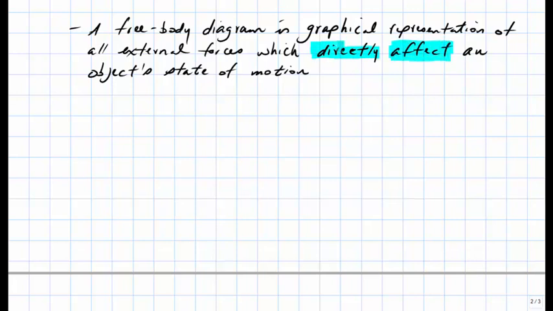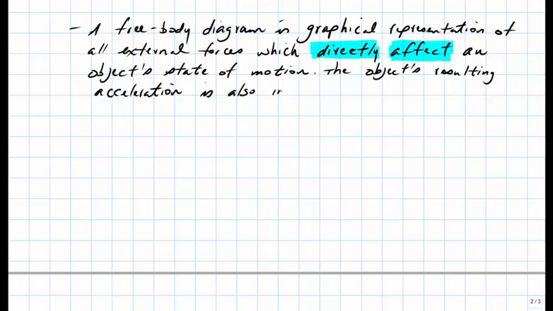In other words, most objects are surrounded by forces. Some of them are internal, some of them are remote. We do not consider those forces. We only consider the forces that have a direct effect on the object's state of motion. The object's resulting acceleration is also included within the diagram.